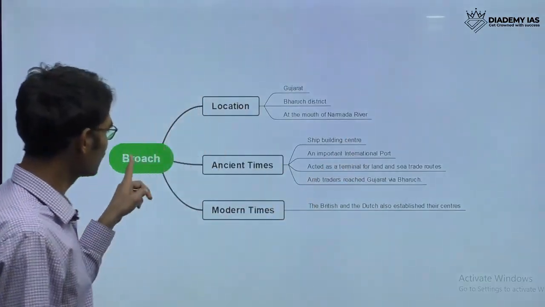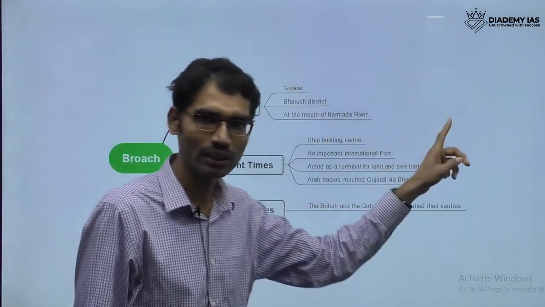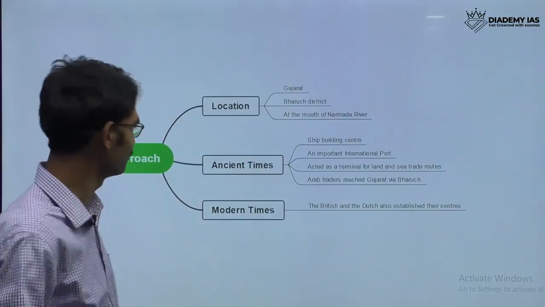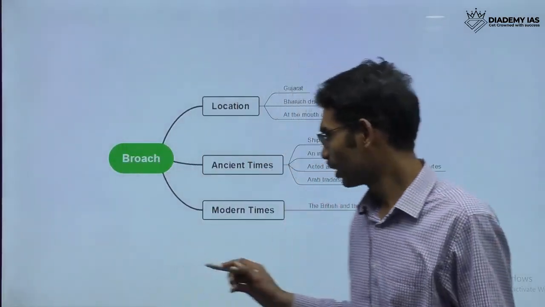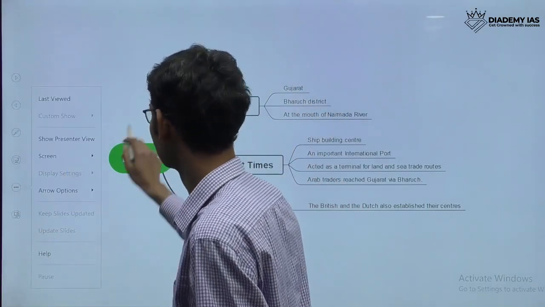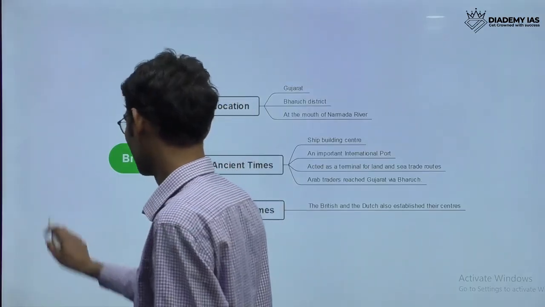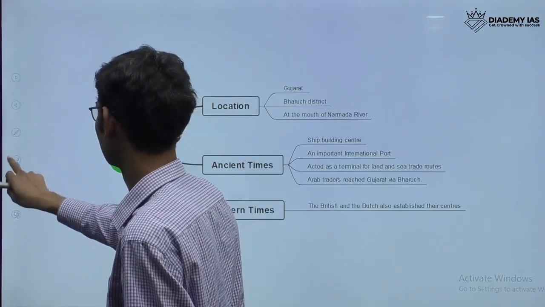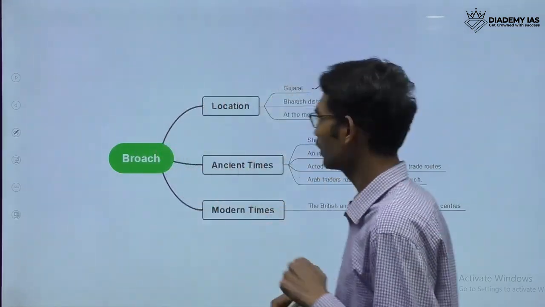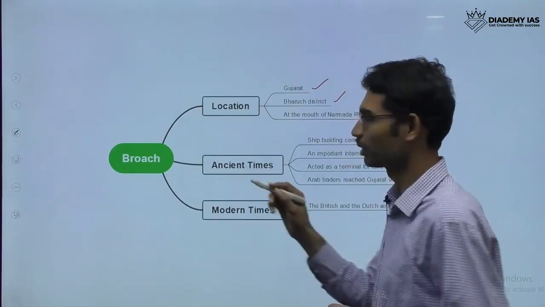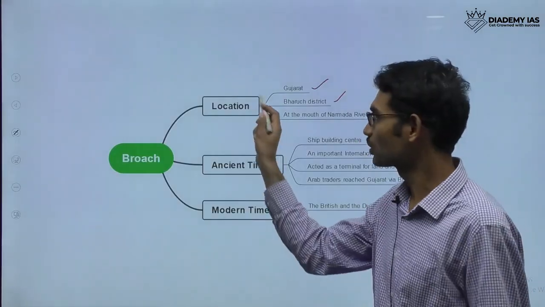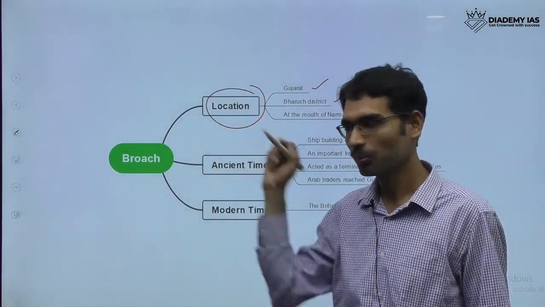For example, the first important aspect about any map location is we have to identify exactly in which location this map site is situated. So Broach, if you take, you can see this is the one. It is located in Gujarat, in the Bharuch district, and with respect to the river, on the mouth of the Narmada river. So this becomes the location related points.